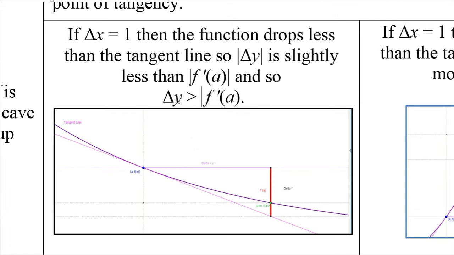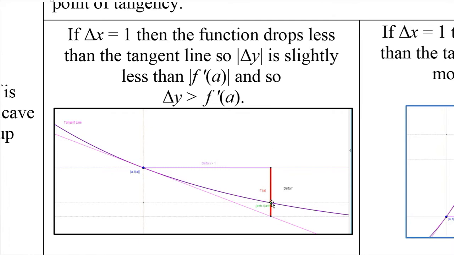This tells us that delta y is actually greater than delta f. Okay, delta y is greater than f prime. It's bigger. What about the absolute value? In absolute value, the tangent line is changing more.